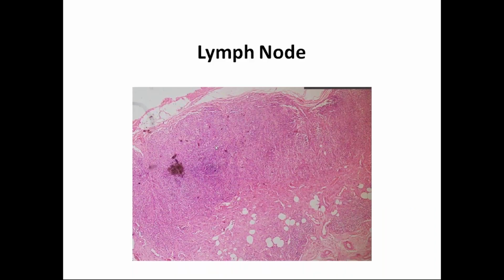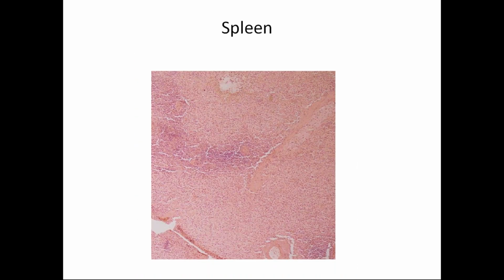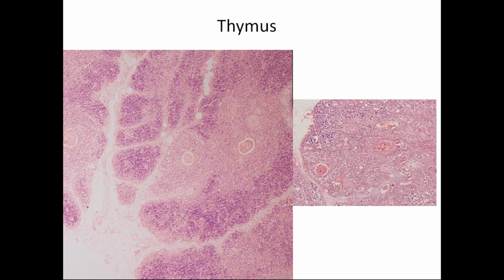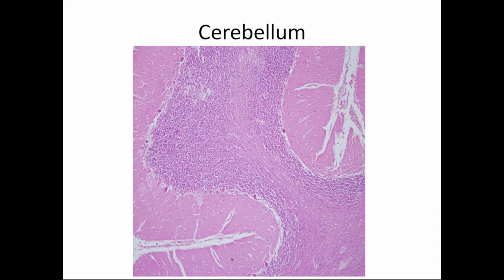The epithelium, the parenchyma of lymph node and spleen and palatine tonsil are made up of reticular fibers which do not stain with hematoxylin. Central nervous system, cerebellum, outer layer, it has 3 layers. Like the cerebral cortex has 6 layers, the cerebellum has 3 layers.